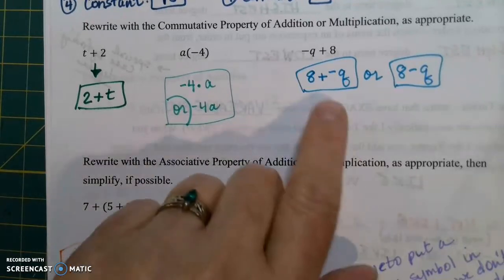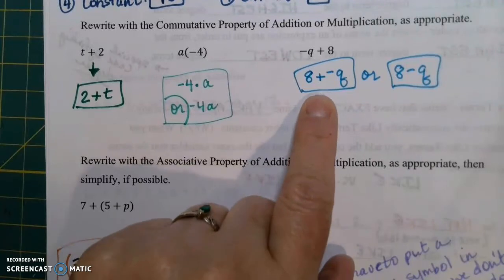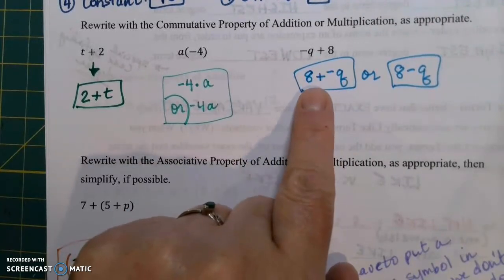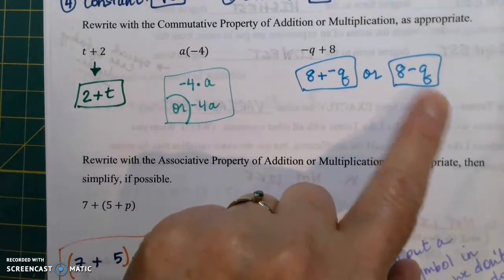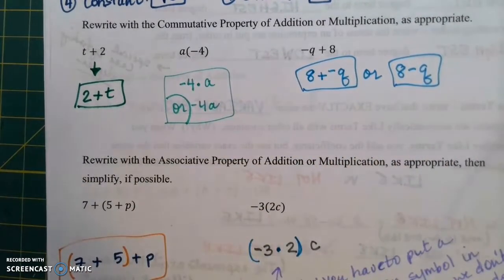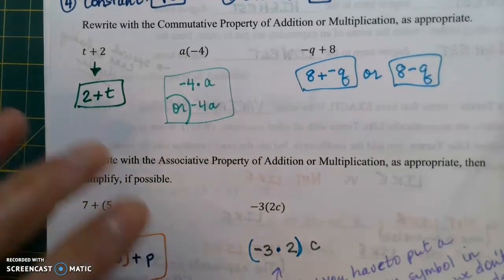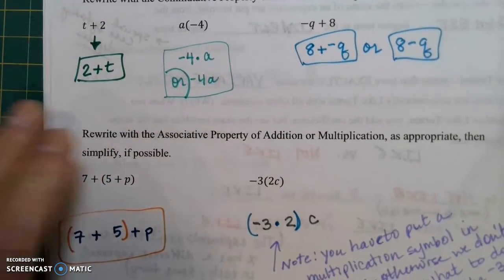Rewriting the opposite of q plus 8 in the other order, we could have 8 plus the opposite of q, or I could write that as 8 minus q. Both of those mean the same thing. So just know that if your neighbor has the different one, it doesn't mean that one of you is wrong. Those are going to mean the same thing.